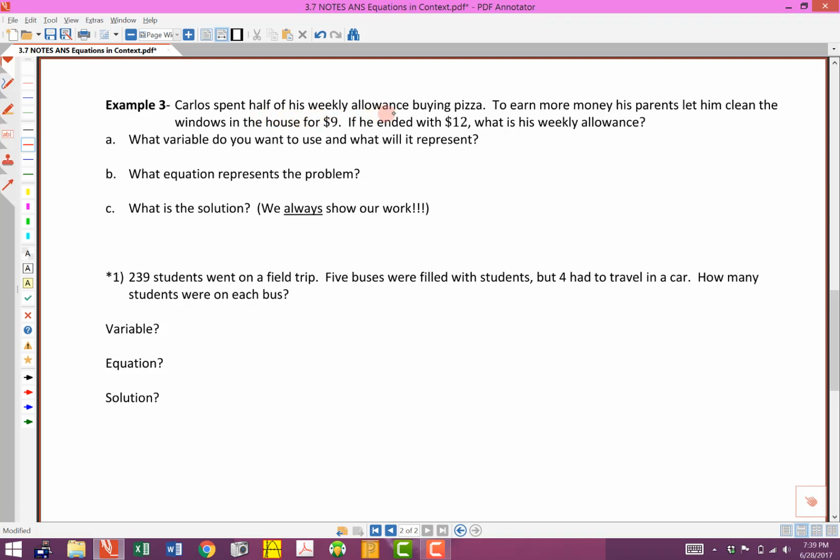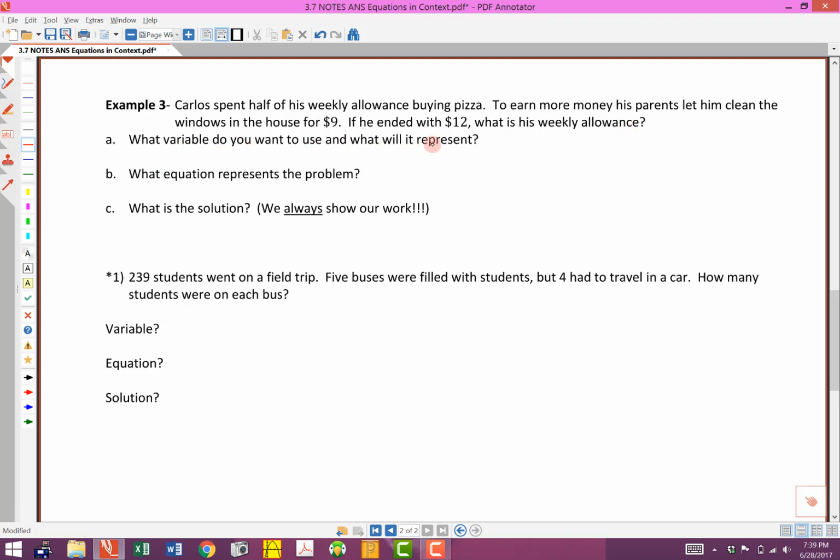Carlos spent half of his weekly allowance buying pizza. Half of his weekly allowance. To earn more money, his parents let him clean the windows in the house for $9. So he got paid $9 for cleaning the windows. And he ended up with $12. It says, what was his weekly allowance? So this is what we're trying to find. We're trying to figure out what his weekly allowance was.